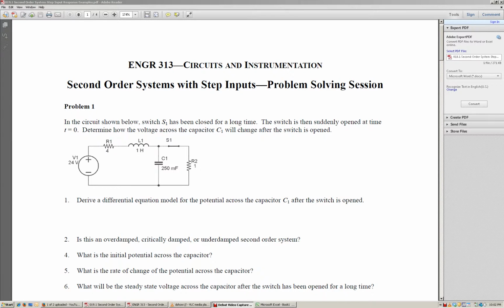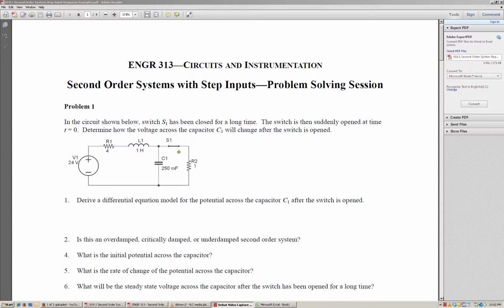In this video, we're going to take a look at the first problem from the second order systems with step inputs problem solving session. And the first thing that I'm going to do is solve this using the node voltage method. So in this problem, we have a series RLC circuit that's connected to a 24 volt supply. And we also have this 1 ohm resistor that's connected across the capacitor C1.